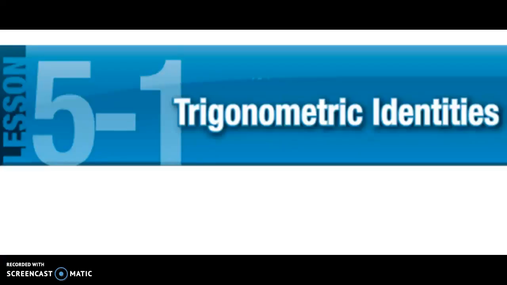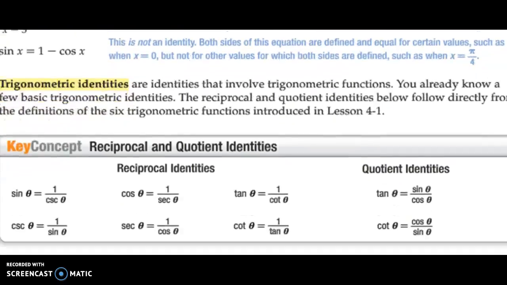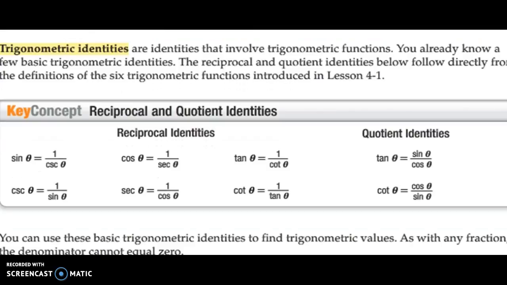Today we're going to start chapter 5, the first section, which is on trigonometric identities. An identity is when, in an equation, both the left and right sides are equal to each other. So a trigonometric identity is when both the right and left sides of a trig equation are identical, or the same. We talked earlier that cosecant was the same as 1 over sine.